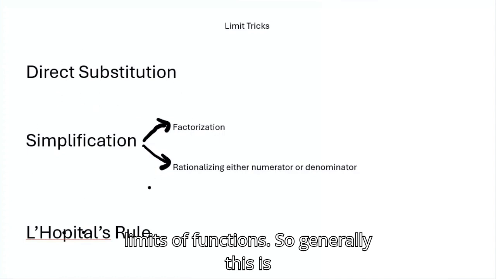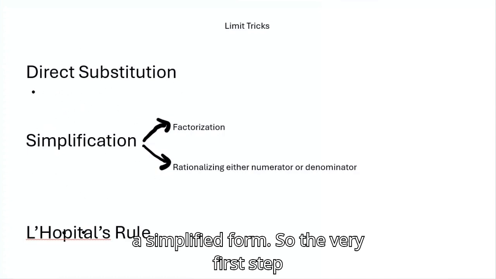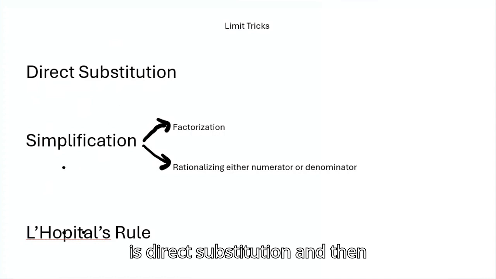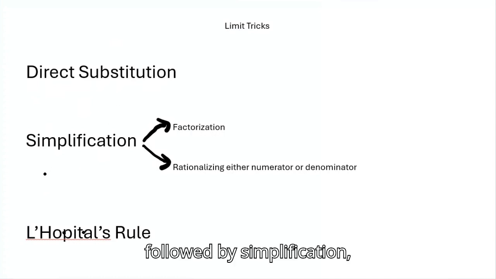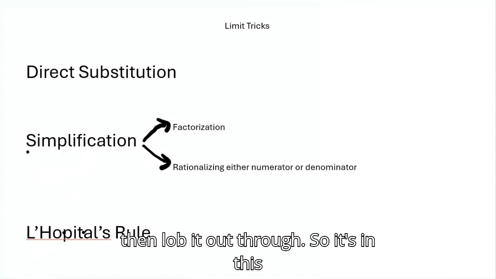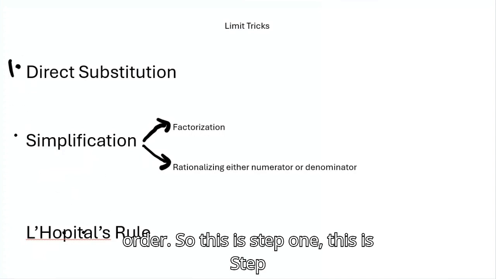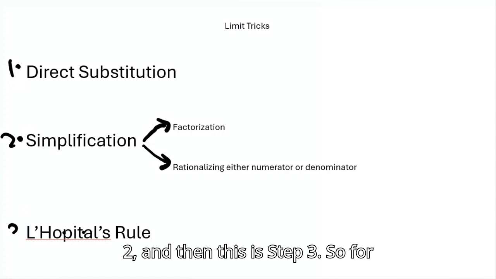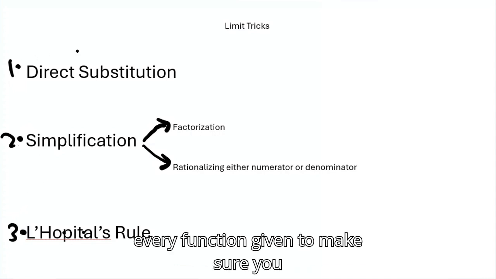So generally, this is a simplified form. The very first step is direct substitution, followed by simplification, then L'Hopital's rule. So it's in this order. This is step one, this is step two, and this is step three. For every function given to you, make sure you start from here.